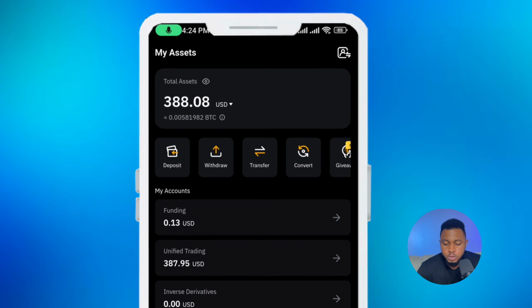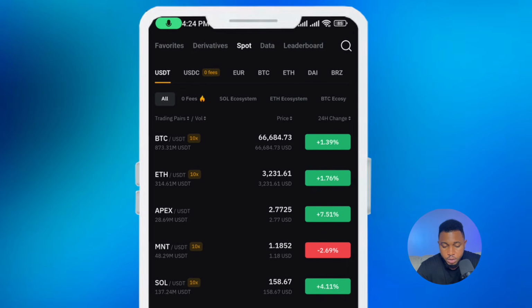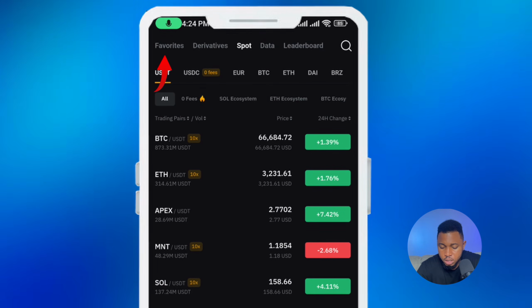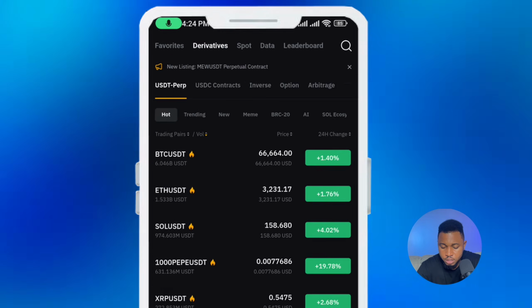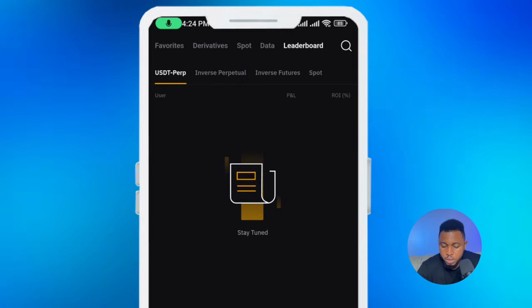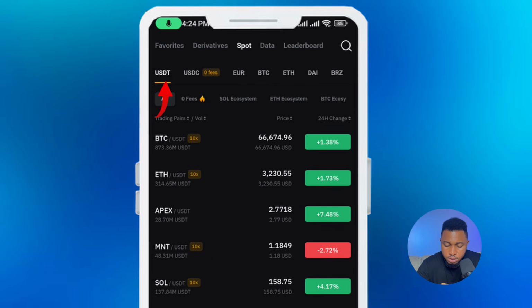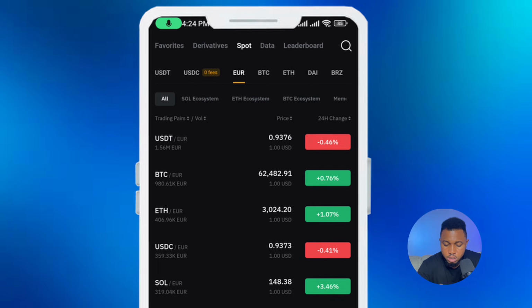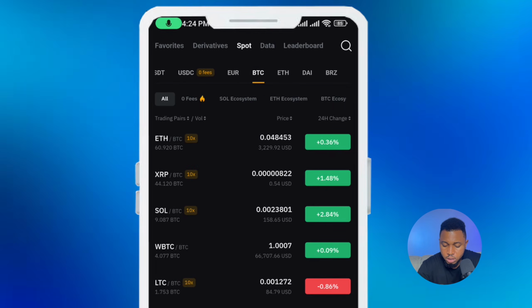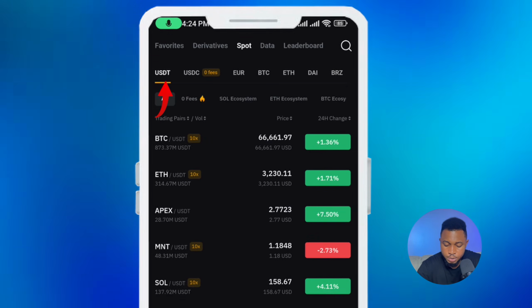Okay, so to trade the spot market, what you're going to do is click on market. Alright, at the top here you can see favorite, derivative, spot, data, leaderboard. So make sure it is on spot. And then below here you can see USDT, USDC, Euro, BTC, ETH, DAI, and BRZ. Now make sure it is on USDT because that is the best pair you can use to start trading.